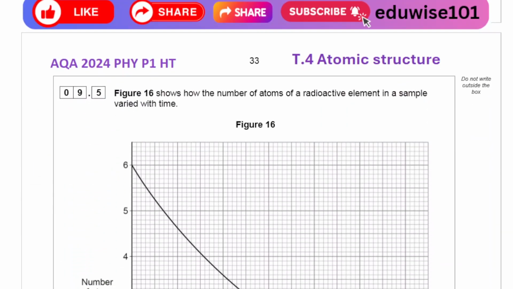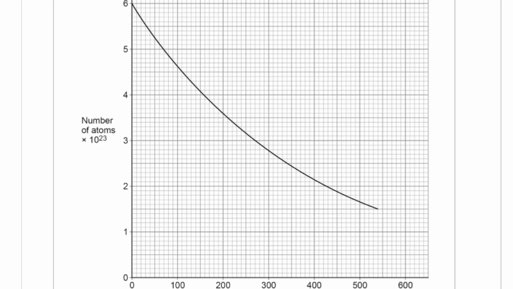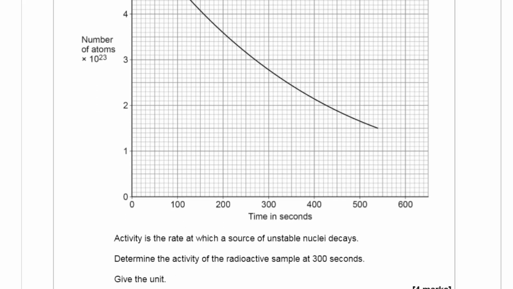Figure 16 shows how the number of atoms in a radioactive element in a sample varied with time. So 6 times 10 to the power 23 atoms it starts off, and it's decaying exponentially in seconds. Activity is the rate at which a source of unstable nuclei decays. Determine the activity of the radioactive sample at 300 seconds. Give the unit. So you could draw a straight line from 300 at this point, and then work that out to be 2.8 times 10 to the power 23, and you would get just 1 mark.